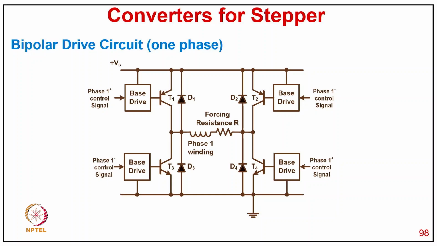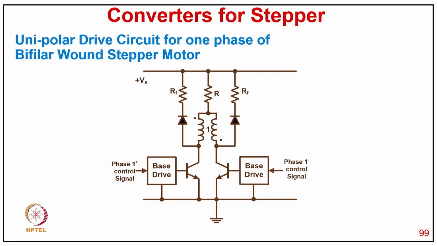Because the polarity of the poles on the rotor side is already fixed by the permanent magnet, you have to create the alternating magnet from the stator side accordingly. So you require bidirectional current in the winding of this driver circuit. For that it is used.